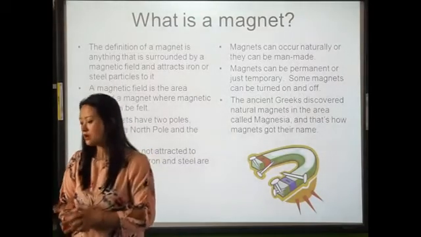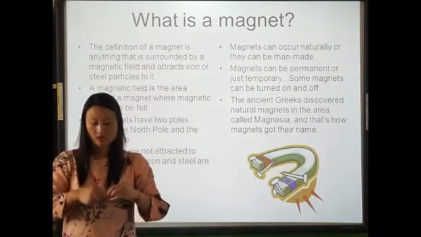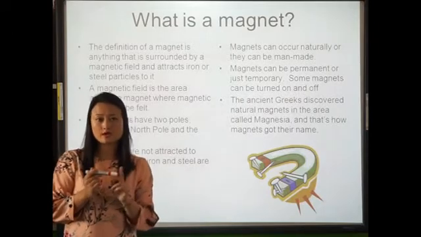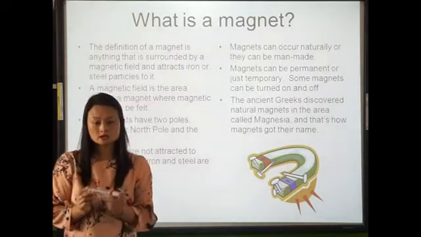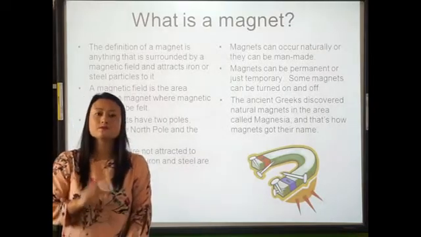Okay, a magnetic field is the area around a magnet where magnetic force can be felt. Now, as you know, all magnets have two poles. You know this very well. Magnets have two poles, one is the north pole and the other one is the south pole. All metals are not attracted to magnets.